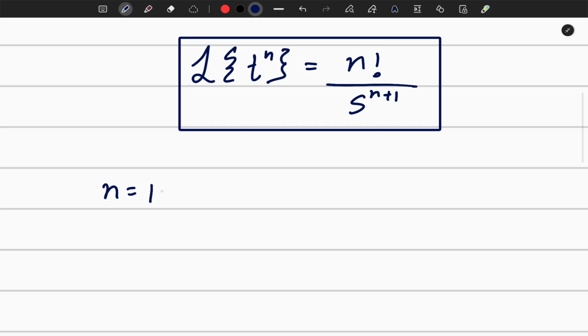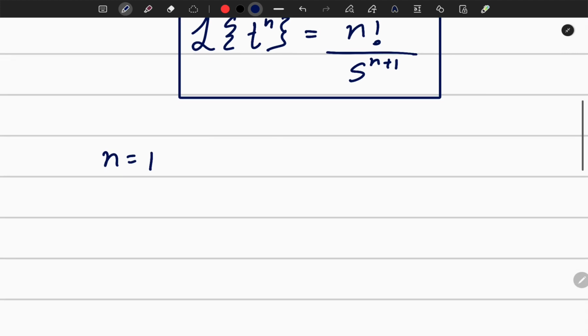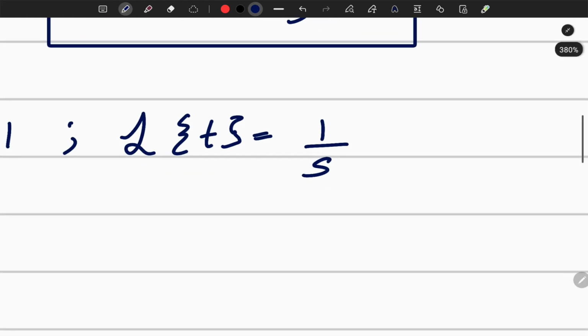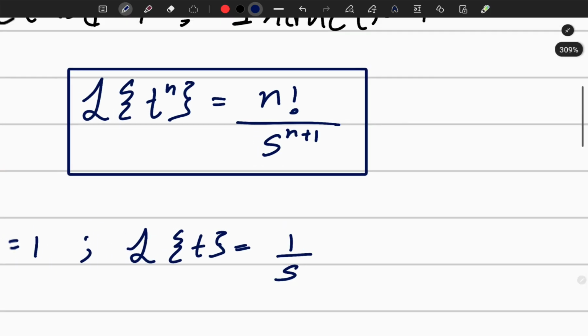Now I am going to check whether it is true for n equals 1. If it is not true for n equals 1, I will start from n equals 2. For n equals 1, it is the Laplace transformation of t. This is what I know from the previous videos. I know it is 1 over s. Now I am going to check whether this is in that format.